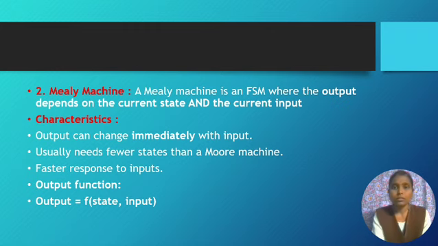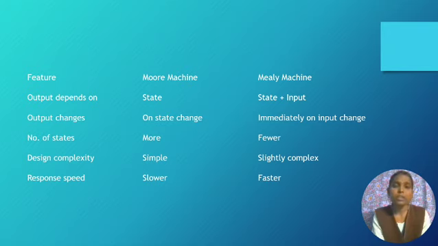So now let us discuss the next one. Similarly, we have the differences between the Moore machine and the Mealy machine. In this, the output depends on state in Moore machine. The output depends on state plus input in Mealy machine. In Moore machine, the output changes on state change. In Mealy machine, immediately on input change. In Moore machine, the number of states is more compared to Mealy machine. In Mealy machine, the number of states is fewer compared to Moore machine.